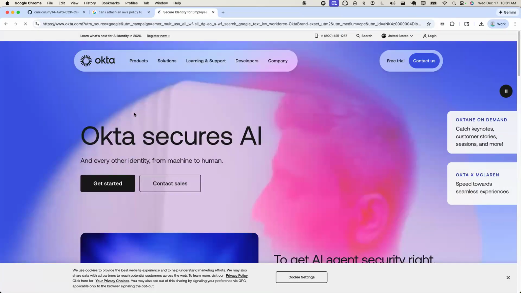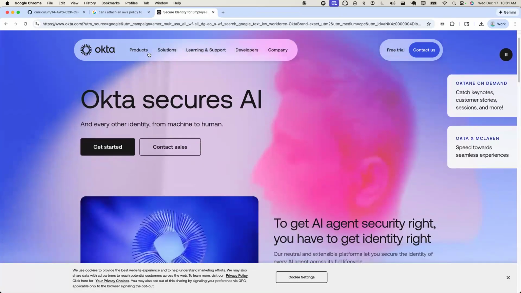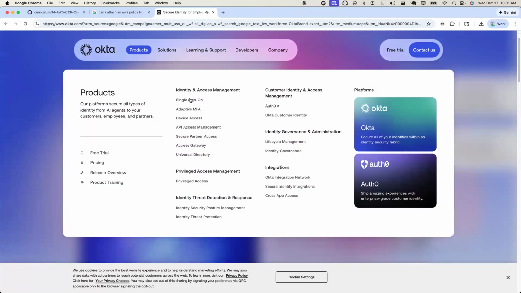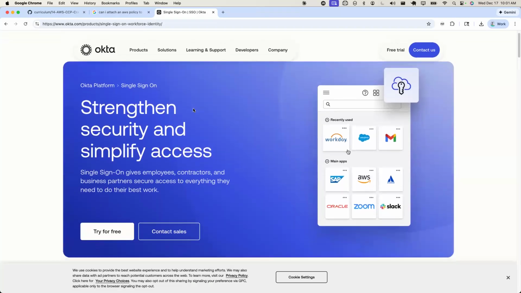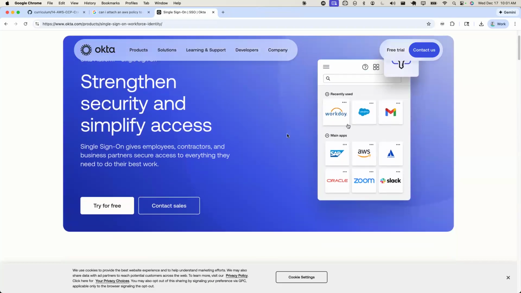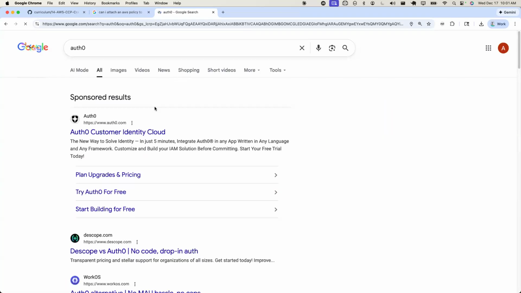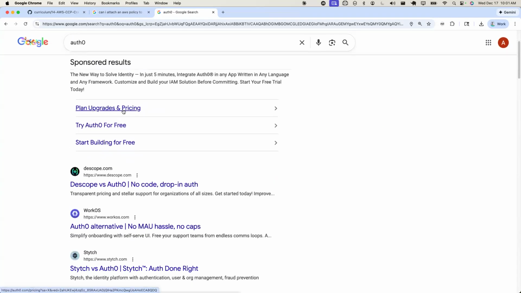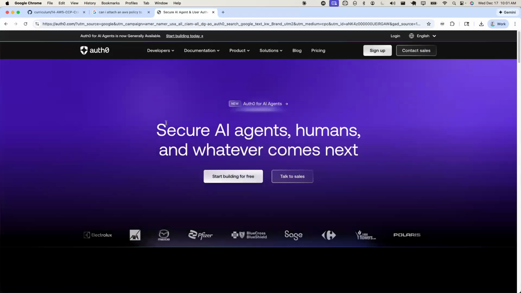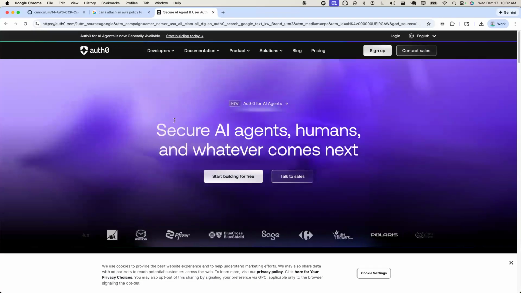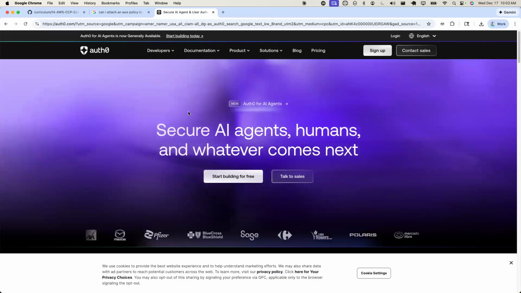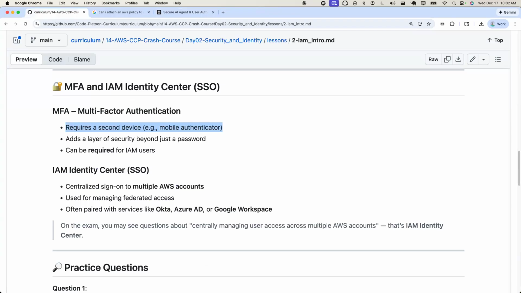Okta is a third-party authentication provider. And let's go to their, here we go, single sign-on. So if I want to add single sign-on with Gmail to my web app, I probably want to use Okta, or another big provider called Auth. There might be a situation where we've built a web app and it's using Auth, or we're using Google, and we need some other authentication services to interact with IAM, and that's where Identity Center comes in as well.